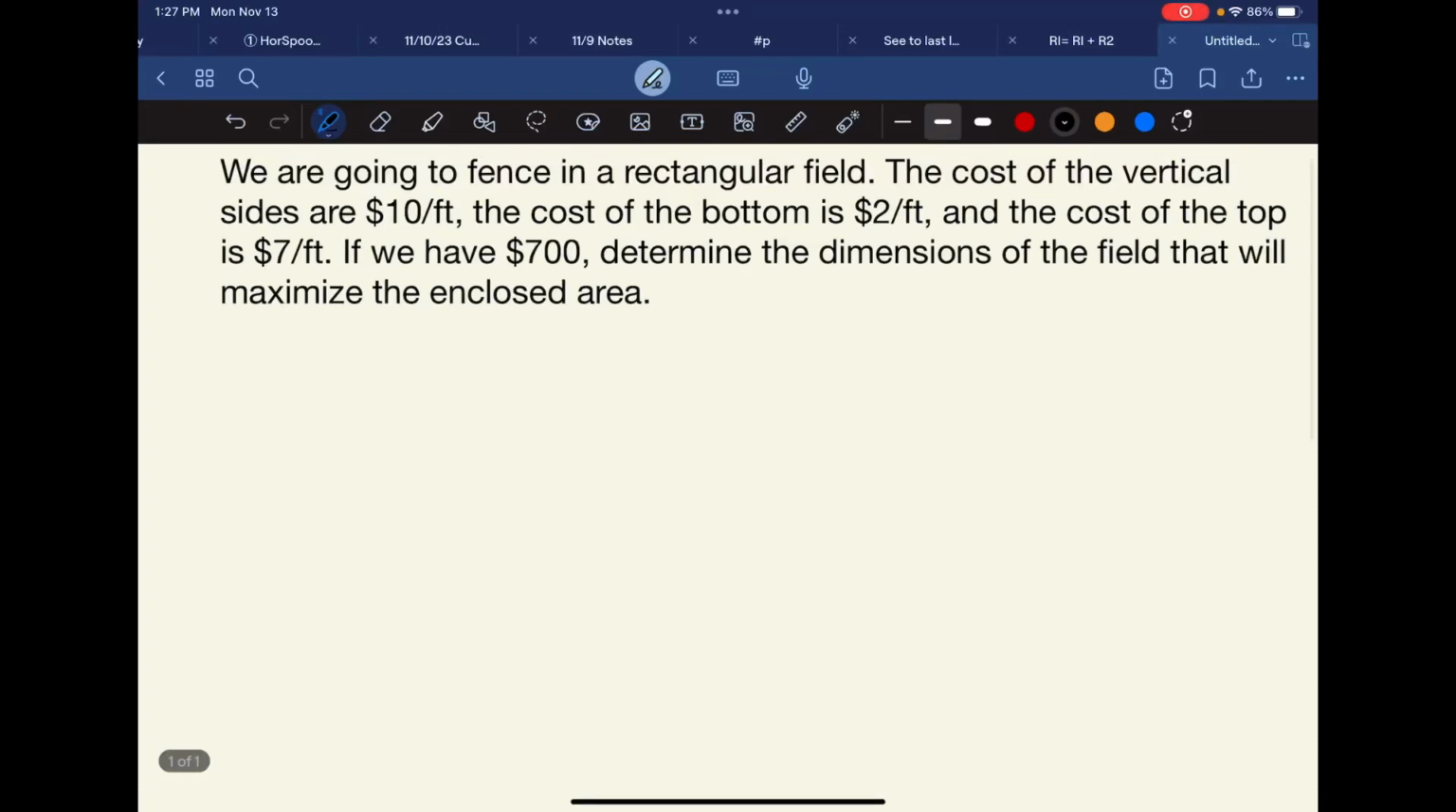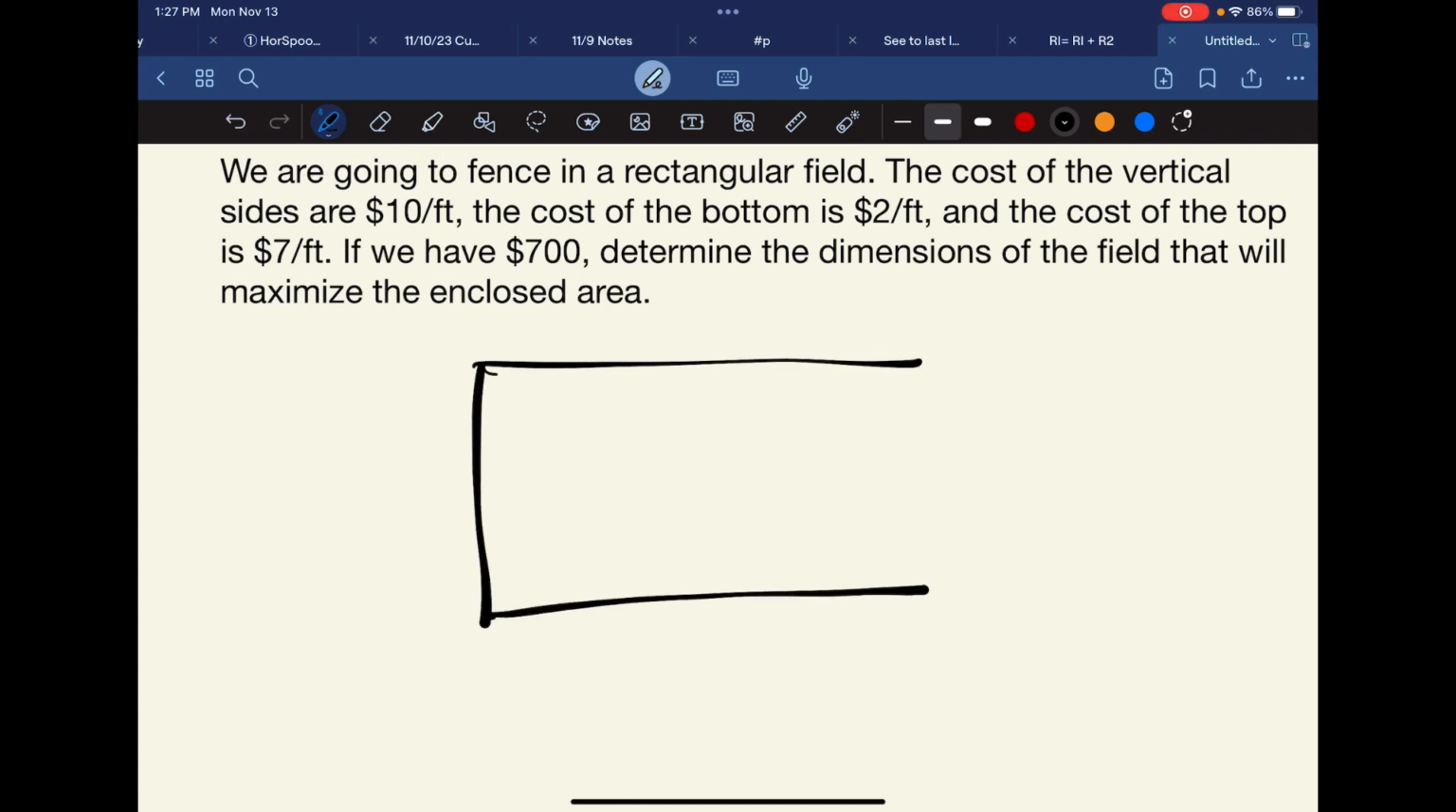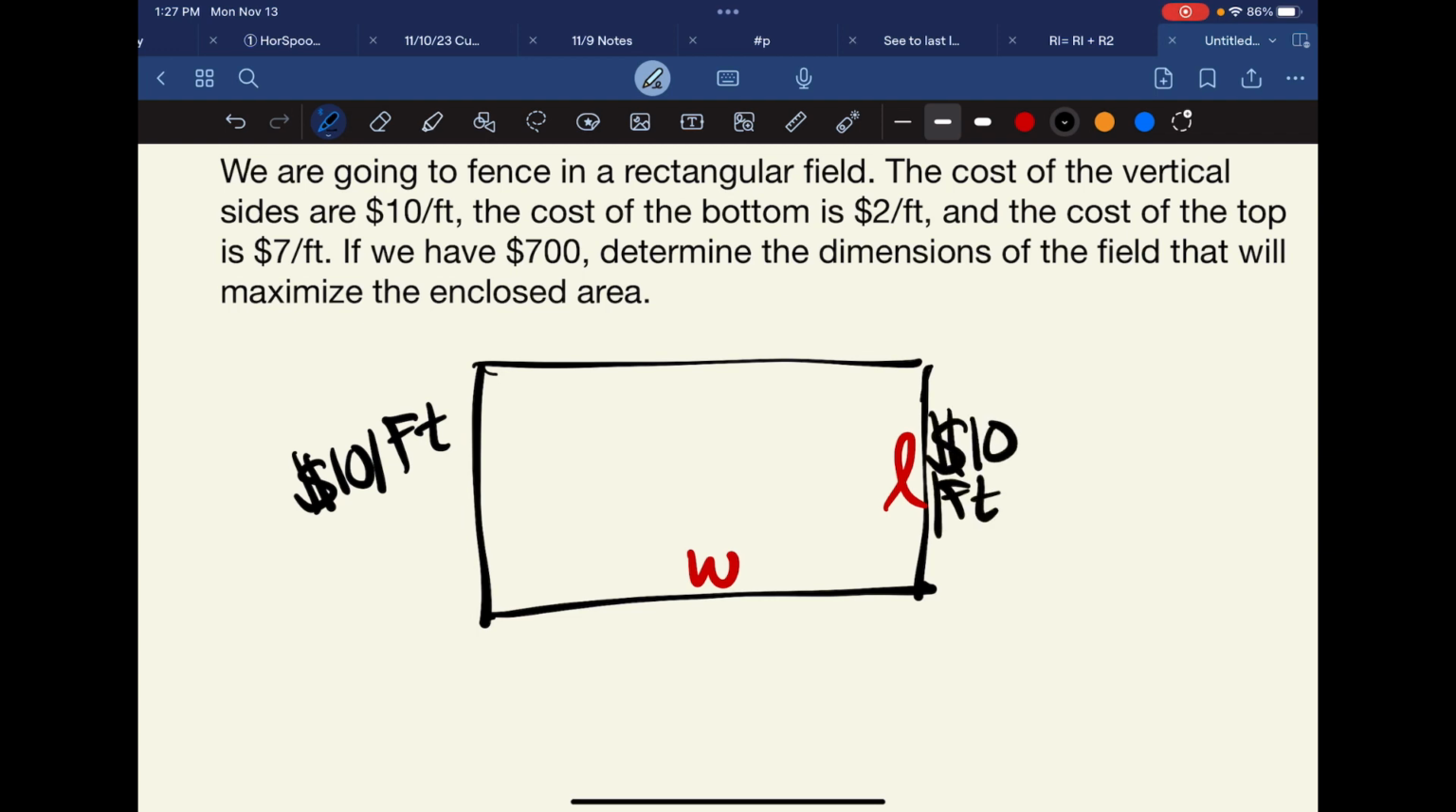All right, so with an optimization problem, we're always going to want to be able to draw the shape first. So if we're saying we're going to fence in a rectangular field, let's draw a rectangle where this will be our length and this will be our width. So we have $10 a foot on the sides. So these are with relation to our length. So our length sides are going to be $10 a foot. The bottom is $2 a foot. And then the top is $7 a foot.